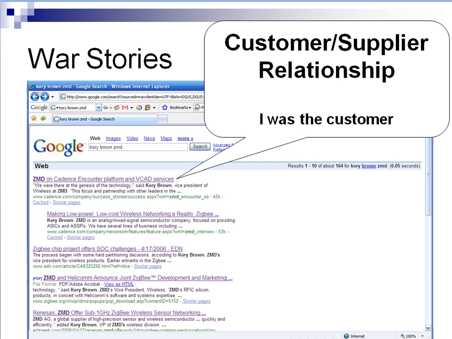Going back, if you took a look at some of these companies, Corey, of course, had a variety of strategic alliances in which he was a partner. The one we referred to here is the Cadence encounter with VCAD Services. This is when Corey was VP of Wireless at ZMD. It was a customer supplier relationship.